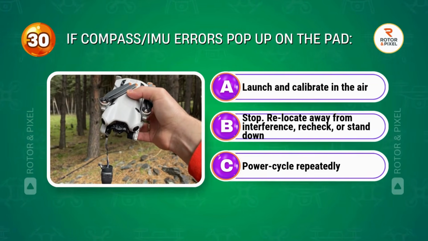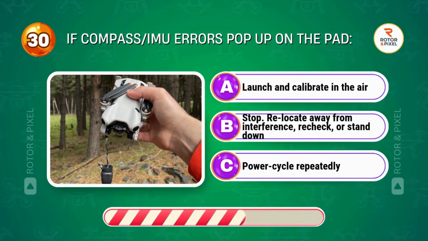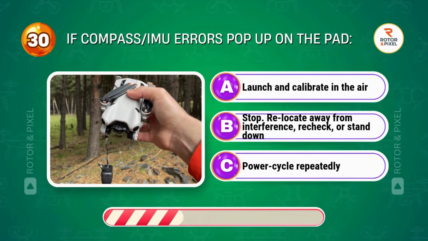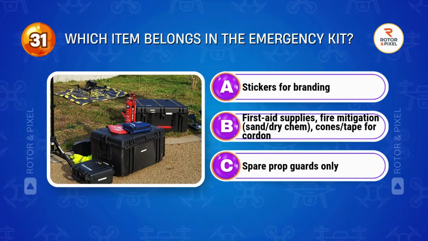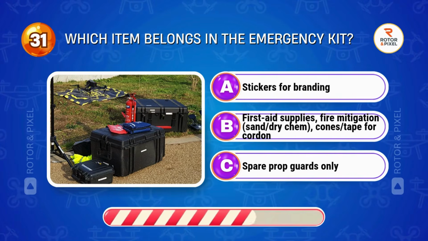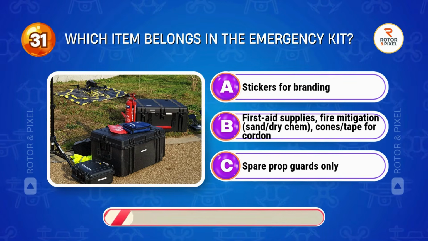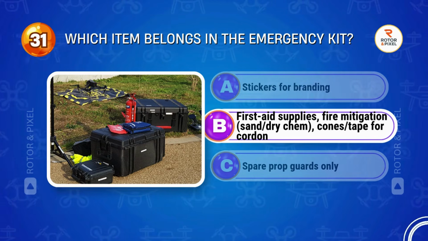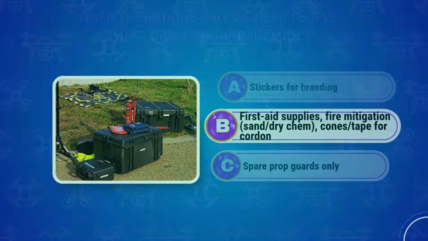If compass/IMU errors pop up on the pad... Answer B. Stop. Relocate away from interference, recheck, or stand down. Which item belongs in the emergency kit? Answer B, first aid supplies, fire mitigation, sand, dry chem, cones, tape for cordon.